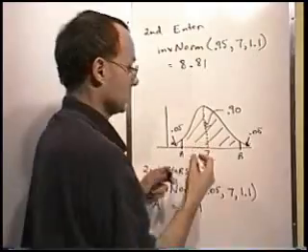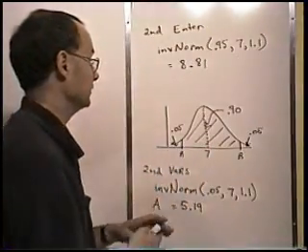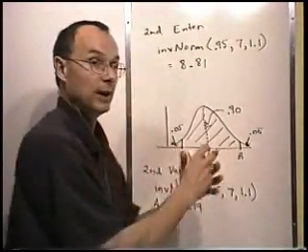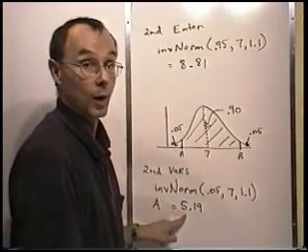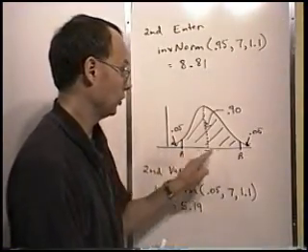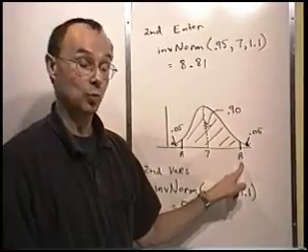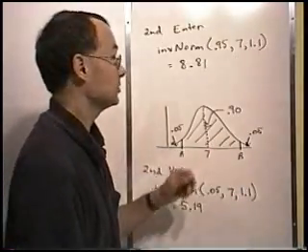8.81. So what our answer would be is, to encase 90% of cherries, we would go from 5.19 grams all the way up to 8.81 grams. It's the easiest way to do it.